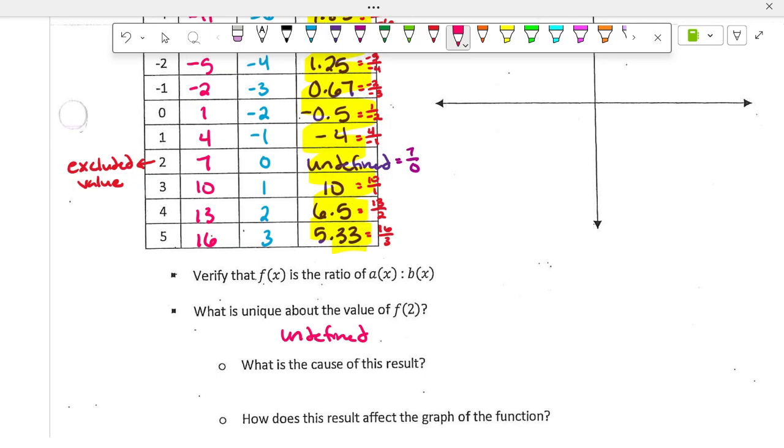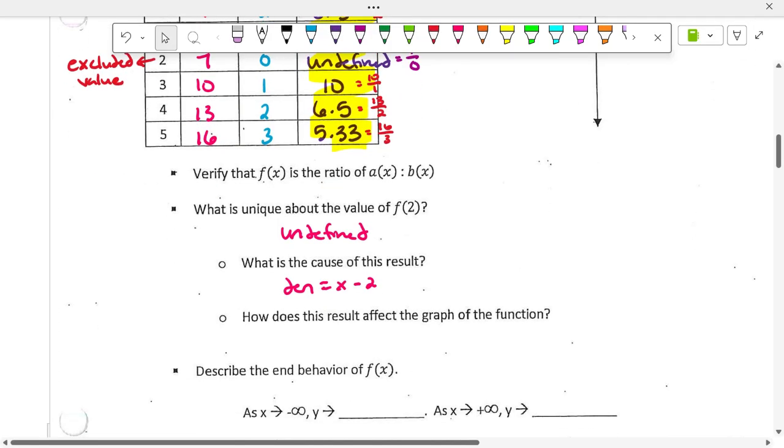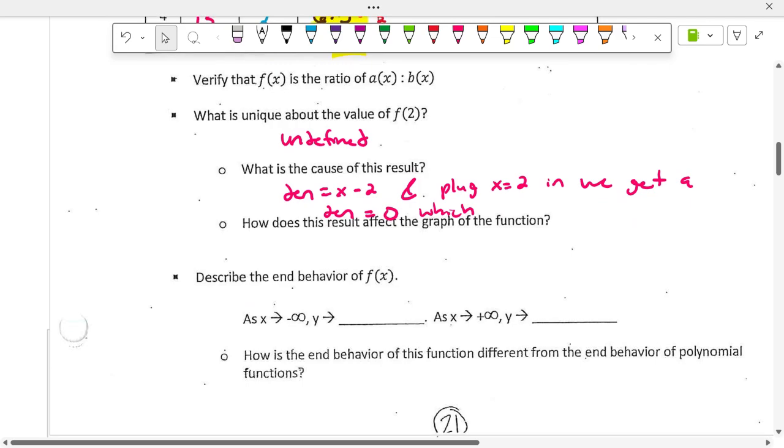What is the cause of this result? It's the denominator, which is equal to x minus 2. And if we plug x equals 2 into the function, we get a denominator equal to 0, which is undefined.